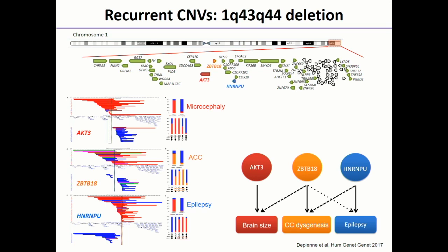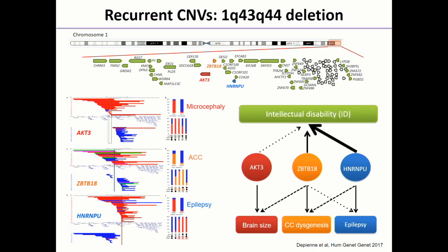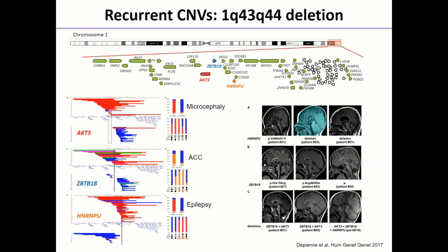But there are also some interactions, and HNRNPU also accounts for thin corpus callosum. ZBTB18 can also worsen the brain size phenotype. And although HNRNPU is the main gene contributing to intellectual disability, ZBTB18 also contributes to this phenotype.